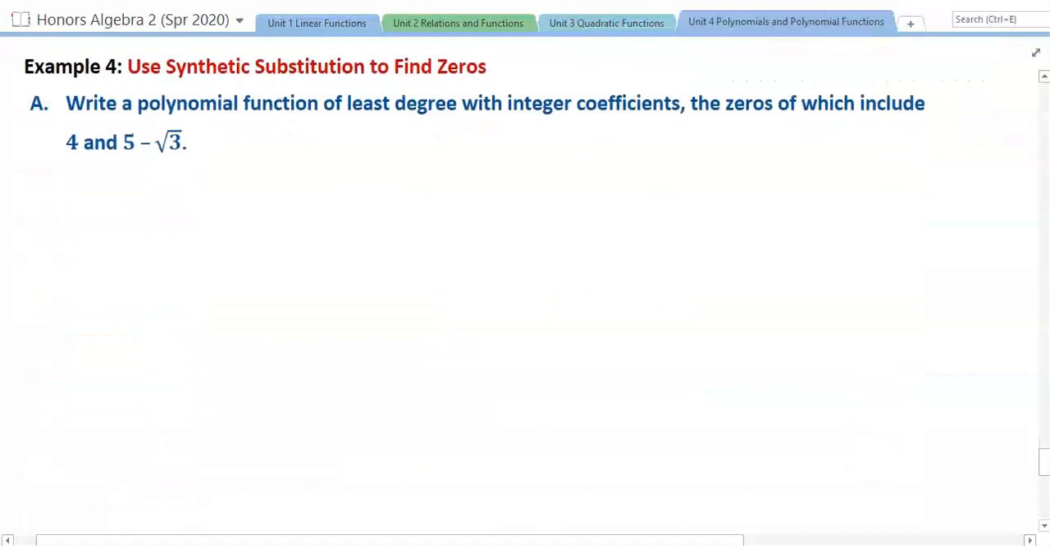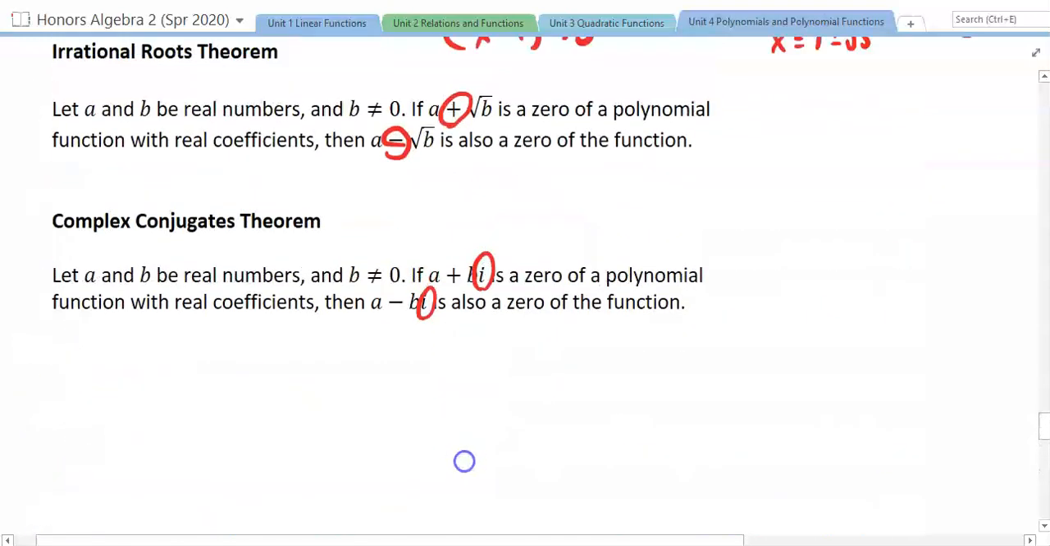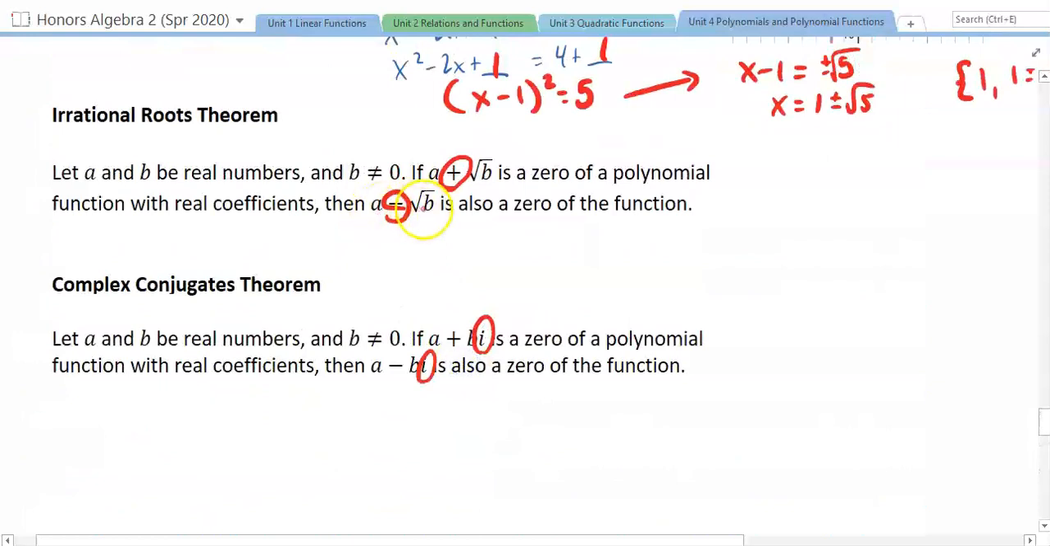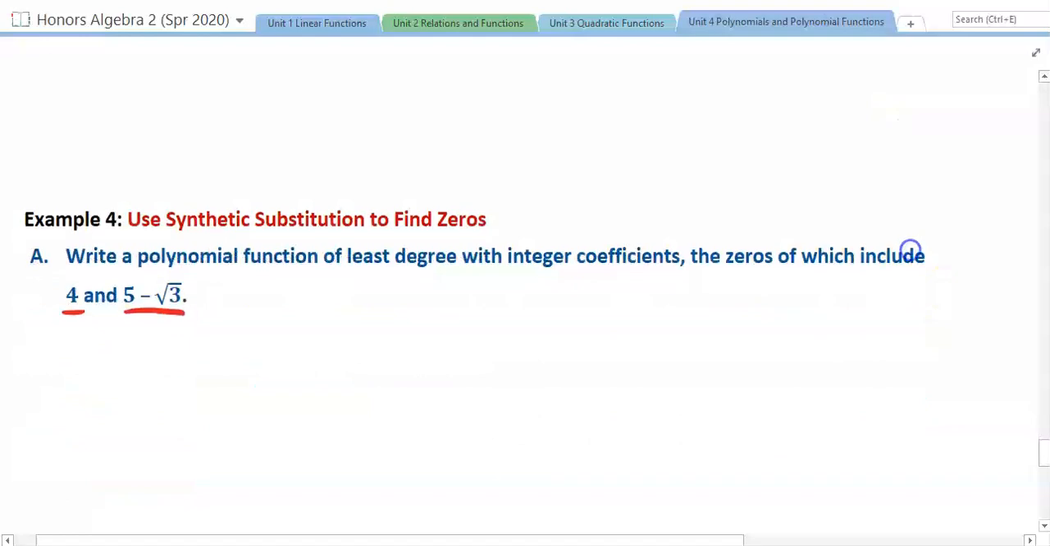And so the last two examples we're going to look at will do this in reverse order. We're going to be given the zeros of the function, and we want to write the polynomial of least degree. If I'm given that one of the zeros is 4 and the other one is 5 minus the square root of 3, go back to the theorem we just talked about. If I have one zero that is a minus the square root of b, then I also have to have a plus the square root of b. And so another one of my zeros is 5 plus the square root of 3.